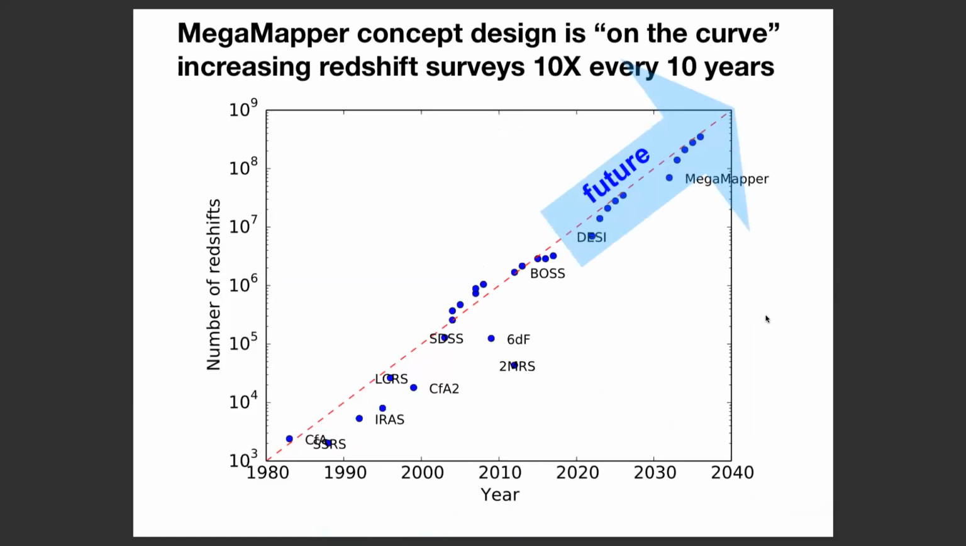Okay, so probably you've seen a curve like this before. This is just plotting the size of redshift surveys as a function of time. And the first time I made a plot like this was probably in Mark Davis's office upstairs around this year. And unbelievably, we actually have been on this curve of 10 times larger catalogs every 10 years.